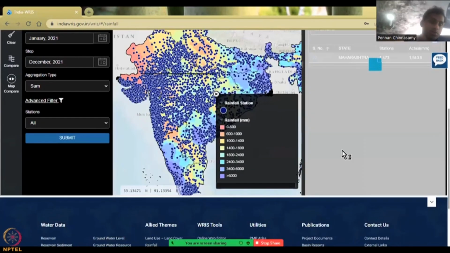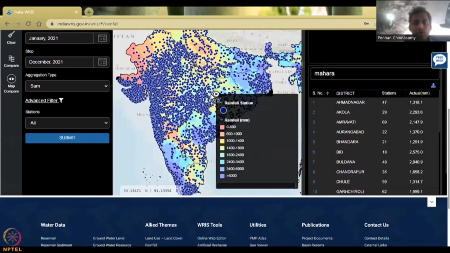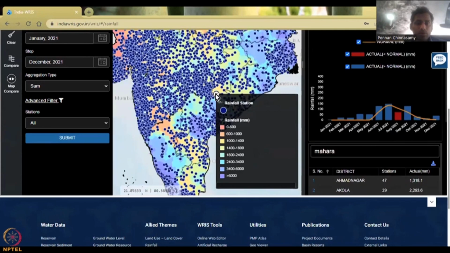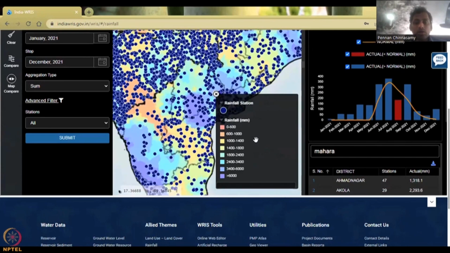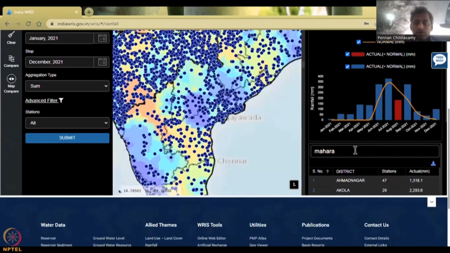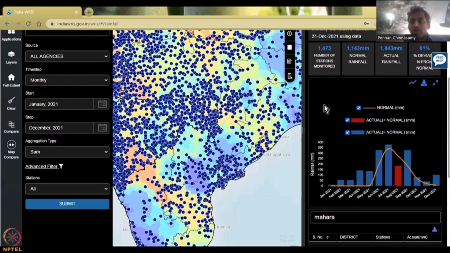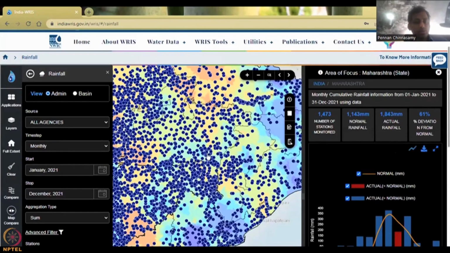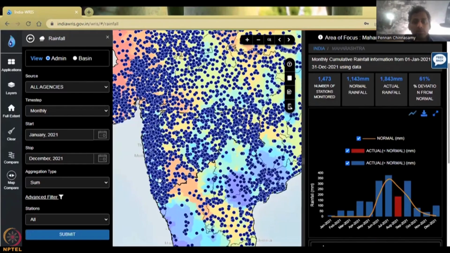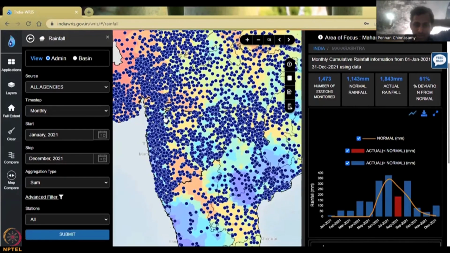Once I click Maharashtra, what happens is similar to the rainfall and groundwater data that we do. I'll just check if Maharashtra has been selected. So here you could see that Maharashtra has been selected. Because of the dots, it's not clearly visible. So this is Maharashtra selected, and that comes here.